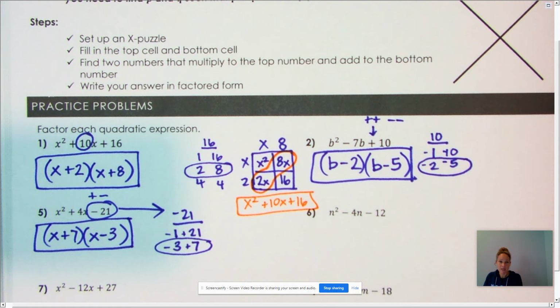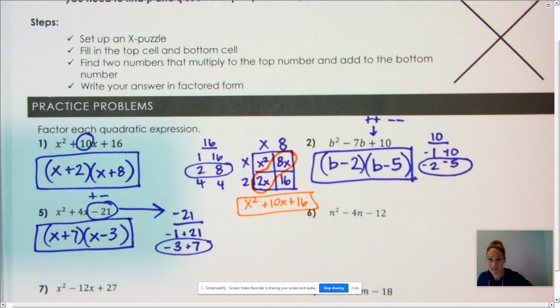Okay, question number 6. We're going to move right along here. If I'm going too fast, you pause me so you can catch up. If I'm going too slow, play me at 2x.